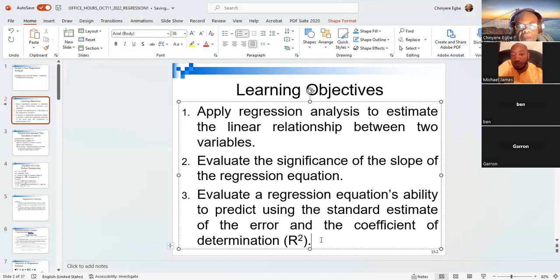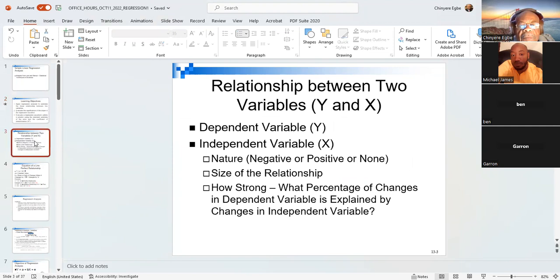Okay, the coefficient of determination is called R squared. All right, so let's try to motivate our point. We have a relationship between two variables, y and x, and the dependent variable is y. The independent variable is x.